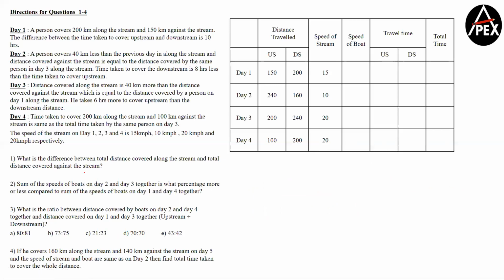Now, if he covers 160 kilometers along the stream and 140 kilometers against the stream on day 5, and the speed of stream and boat are same as on day 2. On day 2, what is the speed of the boat? It is 30 kmph. So on day 5, downstream it is 160 km and upstream it is 140 km. Speed of boat is 30 kmph and speed of stream is 10 kmph.